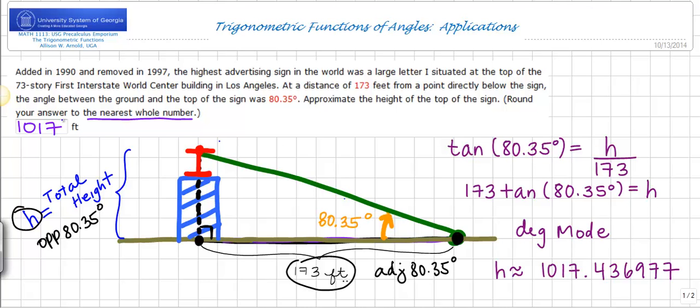1,017 feet. But again, the premise of it here is that you have a right triangle and you have an angle on one side and you're finding a missing side.